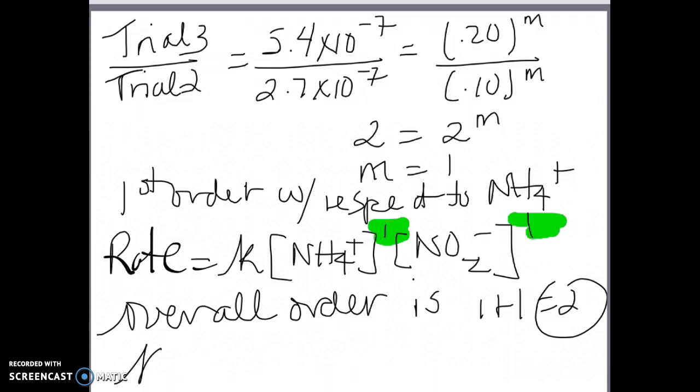And then we can solve for k by plugging in one set of data, just like you did in the previous example. That is how we calculate with the method of initial rates in differential rate law.